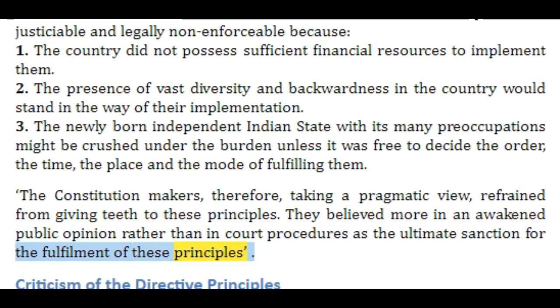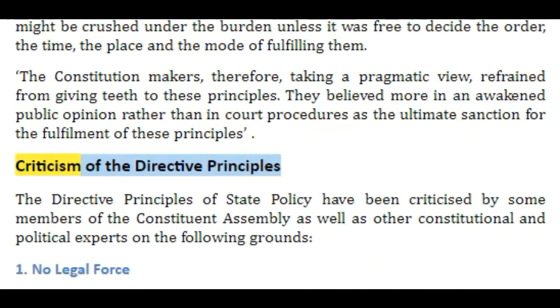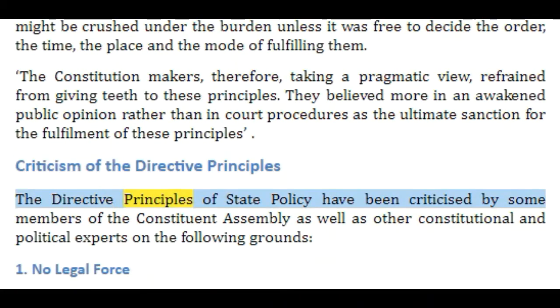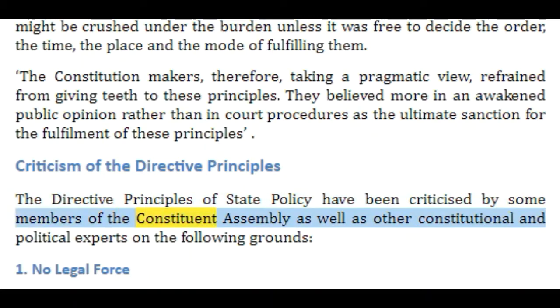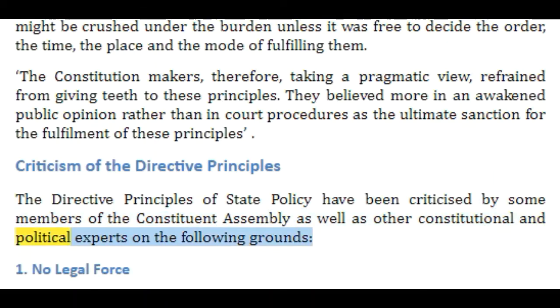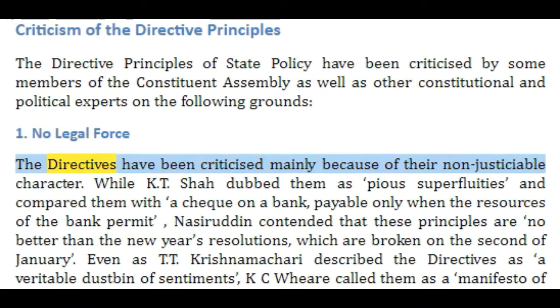Criticism of the Directive Principles. The Directive Principles of State Policy have been criticized by some members of the Constituent Assembly as well as other constitutional and political experts on the following grounds. 1. No legal force. The directives have been criticized mainly because of their non-justiciable character.